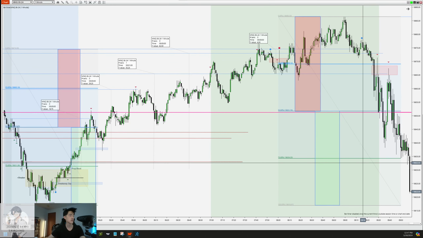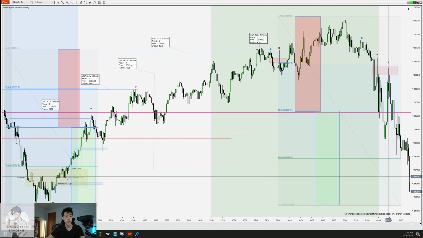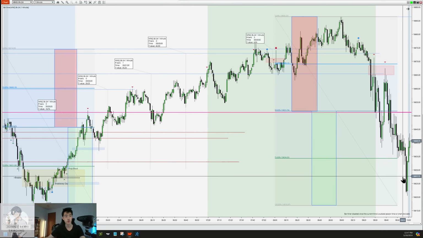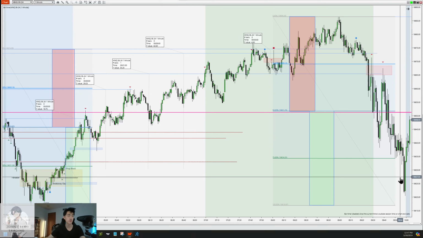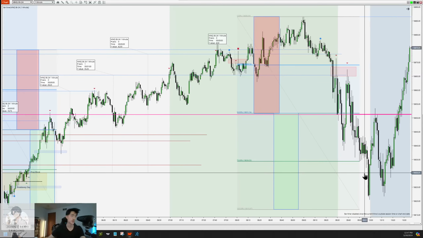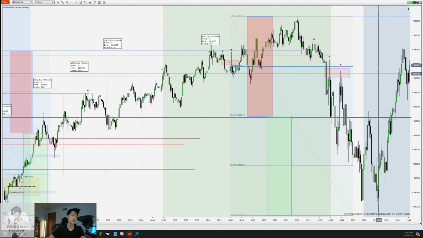So what happens? Do we end up rushing down towards this? Yes, we draw towards that. But if you remember, we see this change in state of delivery really quickly there. And that was a really vicious retracement here. So you can kind of see how price ends up trading up into this area.